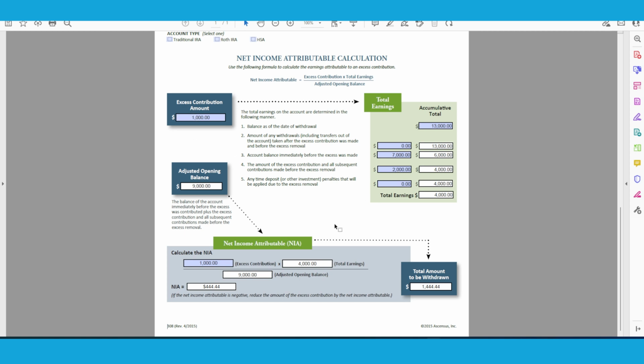So it's 1,000 here, 2,000 there, and this makes our excess contribution total 1,000, and then our total earnings was 4,000. That's our total gain, and we have to figure out how much of this gain was attributable to the $1,000. So our adjusted opening balance adds all of those contributions to our opening balance. So 7,000 plus our 2,000, that's where we're getting the 9,000. And that gives us a net income attributable of $440.44, bringing the total amount to be withdrawn to $1,444.44.